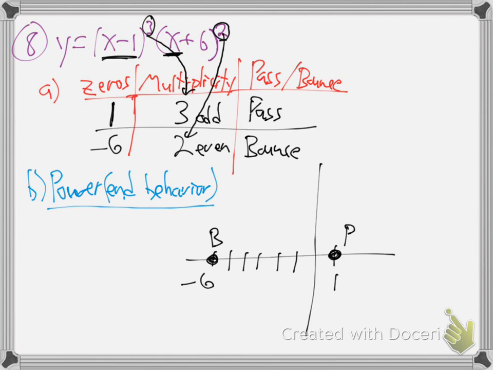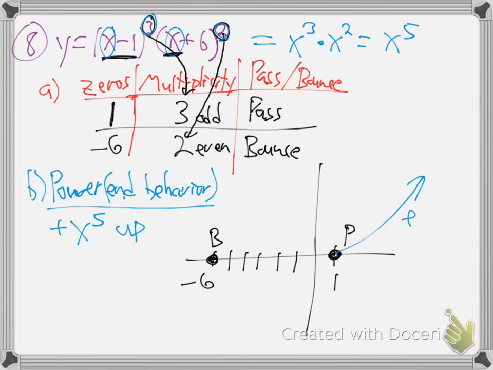If we were to FOIL this whole thing out, basically you would have x cubed times x squared, which is x to the 5th. Positive. There's no negatives in front of those. We'll look at negatives in a minute. Positive x to the 5th. So what does that mean? It's going up. In the end behavior, it's positive up. So you figure out what it's doing in the end. Then you just work your way backwards through the pass-through and bounce stuff.